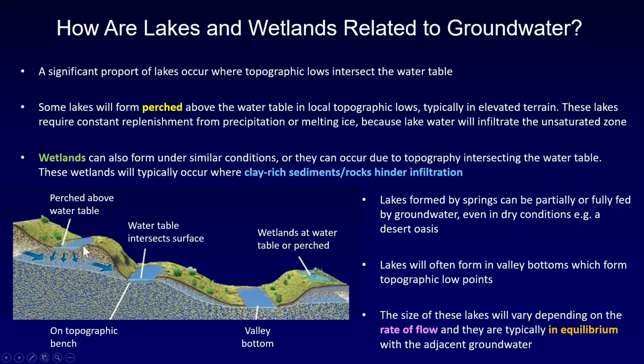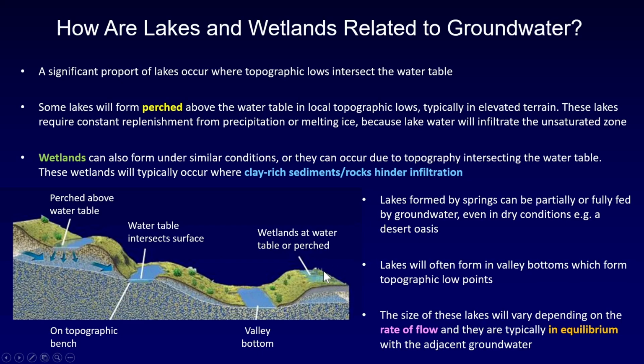And so the majority of perched lakes are going to be found in elevated terrain, typically near some kind of large source of water. A melting glacier would be a really good example of one. And this means that there is a constant flow of surface water into the lake, and that water can then infiltrate from the lake down into the groundwater. But the lake itself will persist because it has this constant replenishment of new water coming in.